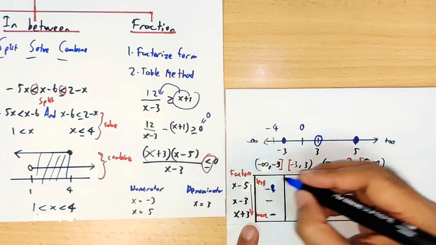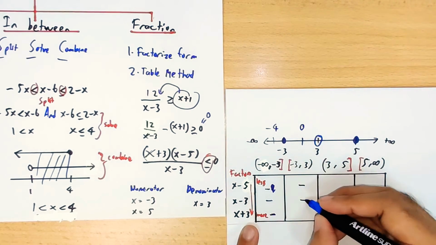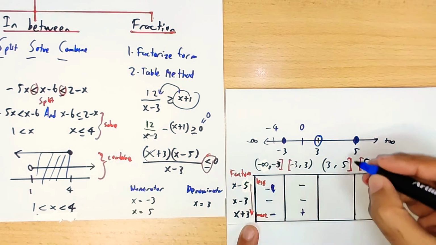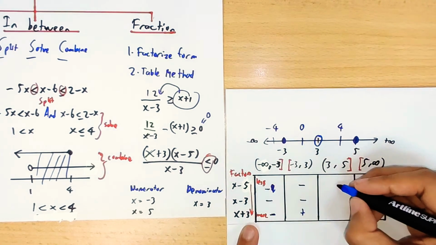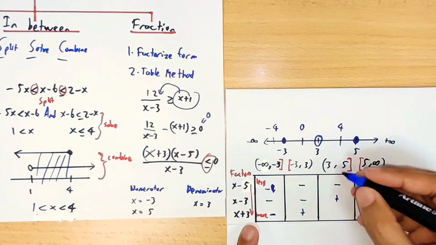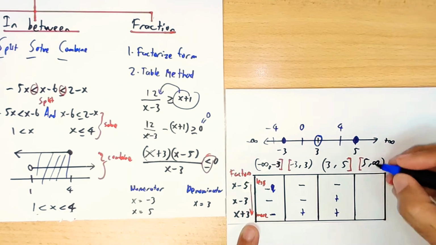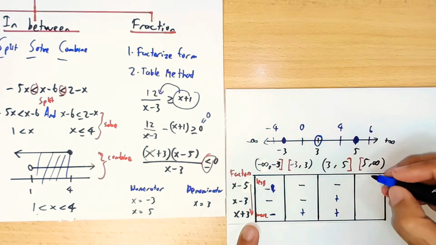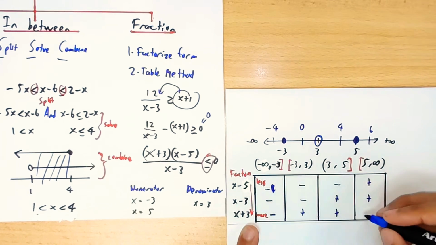Let's say 0: 0 minus 5 is negative, 0 minus 3 is negative, 0 plus 3 is positive. Choose any number here. Let's say 4: 4 minus 5 is negative, 4 minus 3 is positive, 4 plus 3 is positive. Choose any number here. Let's say 6: 6 minus 5 is positive, 6 minus 3 is positive, 6 plus 3 is positive.